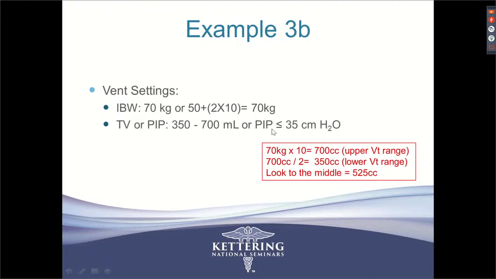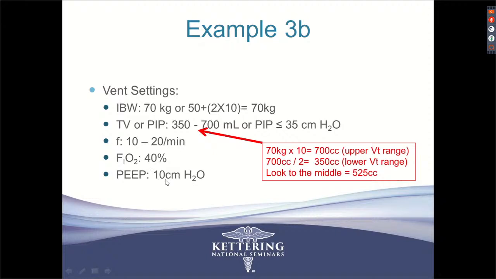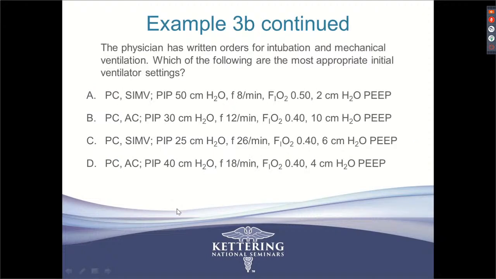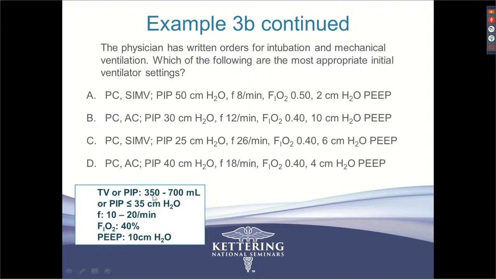The PIP, I would want it less than 35, okay? And then the frequency would be 10 to 20. The FiO2 is going to be 40% because that's the FiO2 that they're on right now. And then the PEEP would be 10 because they're on a CPAP of 10, all right? So those are the answers that I'm looking for in my settings, or the ranges. So I've got my piece of paper here with all of those things written down. Now it becomes very easy for me to figure out what I'm going to do.